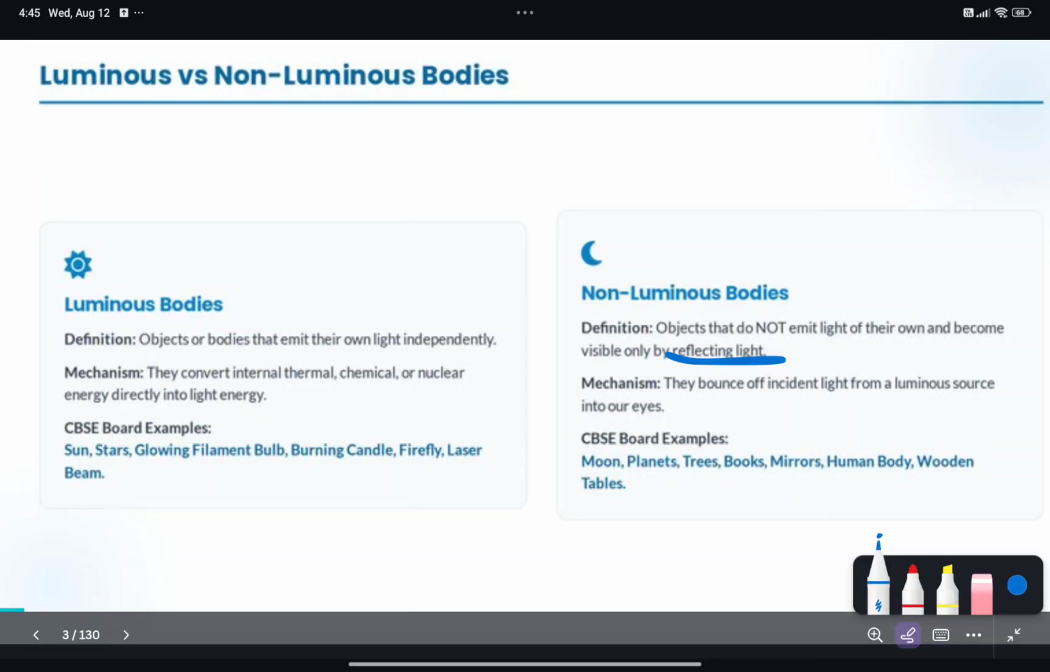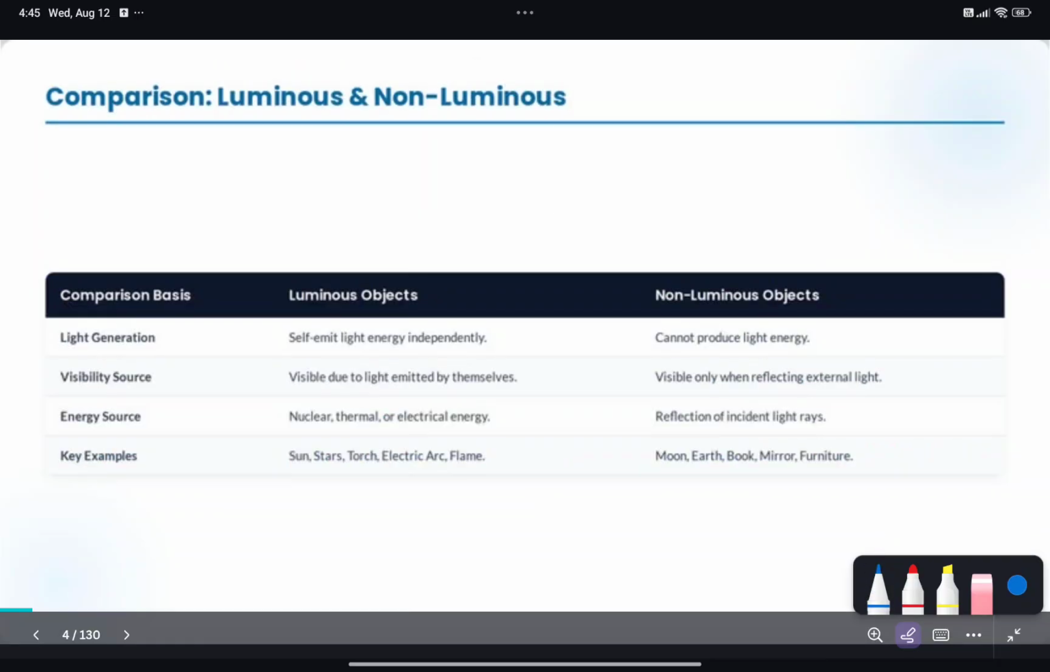Okay. Some examples for non-luminous bodies: moon, planets, trees, books, mirrors, human body, wooden tablets. We can write so many non-luminous bodies. Clear or not?